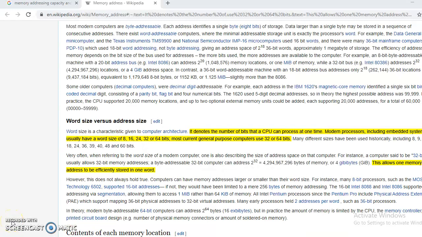Here you can see the difference between the word size and the address size. Word size is a characteristic given to the computer architecture. It denotes the number of bits that the CPU can process at one time.